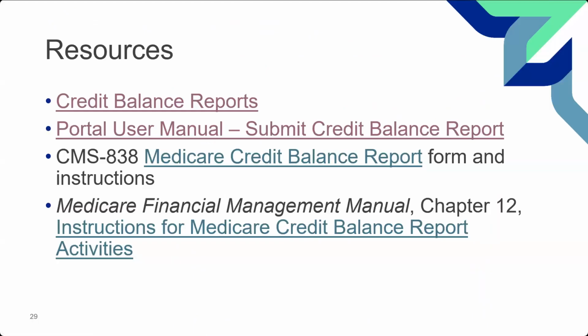Now, this last resource that I have for you, this is actually a link to the Medicare Financial Management Manual. And specifically, Chapter 12 is where you can find the requirements for credit balance reporting for not only providers, but also MACs. So if you're interested in going back even a little further, and where does it say I have to do that? Where does it talk about the 60-day requirement for repaying MSP overpayments, things like that? You can find them in that CMS manual.